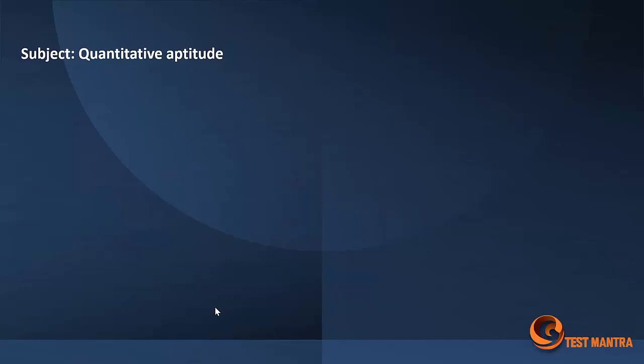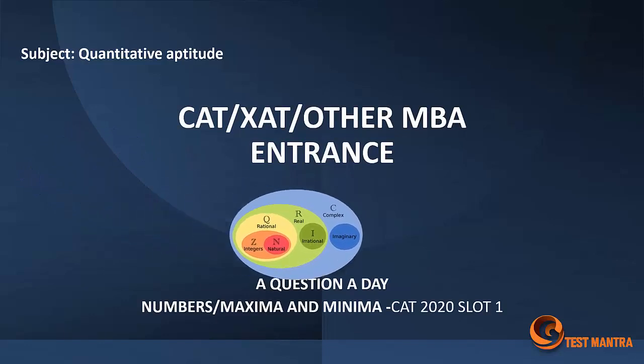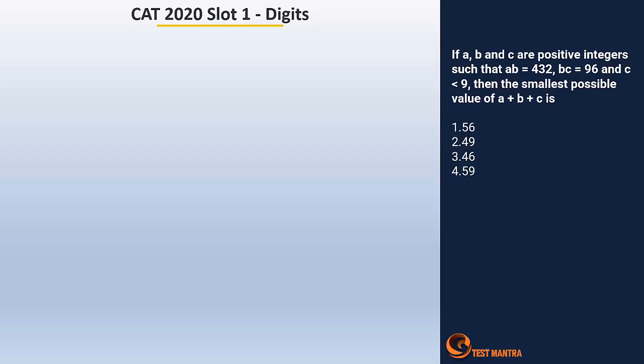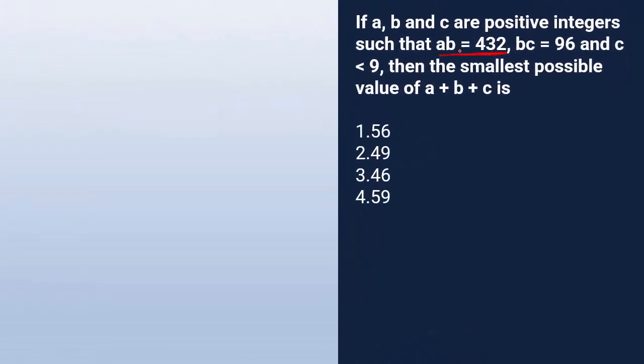Hello. So today again we will discuss one question from CAT 2020 slot 1, which is related to numbers and maxima minima. So we'll directly move to the question now. It's given: if a, b and c are three positive integers such that ab, meaning a into b, is 432, b into c is 96, and c should be lesser than 9, then the smallest possible value of a plus b plus c.